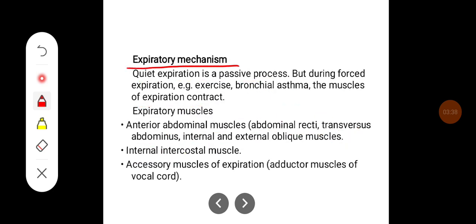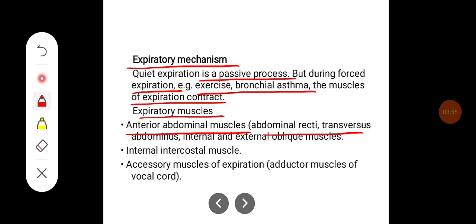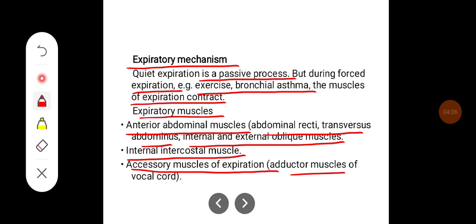Expiratory mechanism. Quiet expiration is a passive process, but during forced expiration, for example during exercise, bronchial asthma, the muscles of expiration contract. Expiratory muscles are the anterior abdominal muscles, that is abdominal recti, transverse abdominis, internal and external oblique muscles, and of course internal intercostal muscles. And accessory muscles of expiration are adductor muscles of the vocal cord.